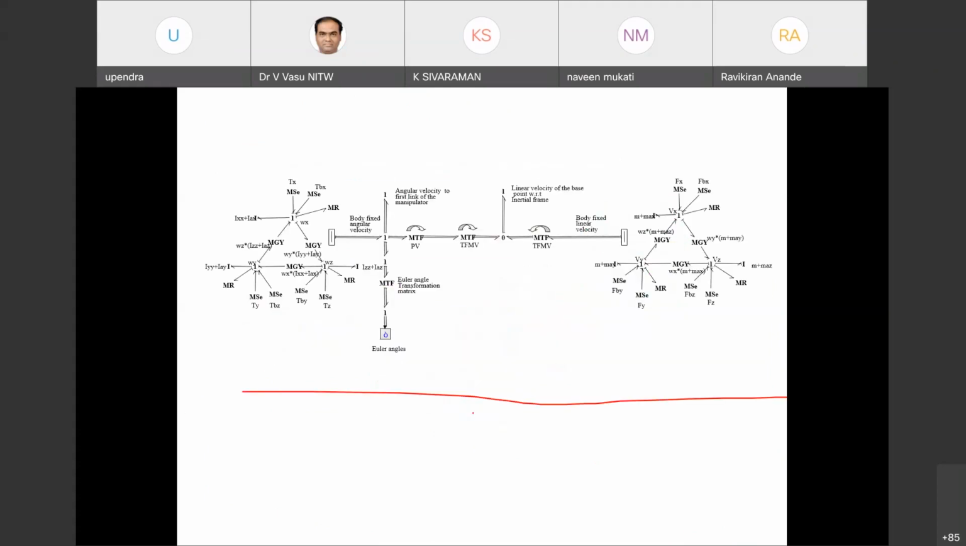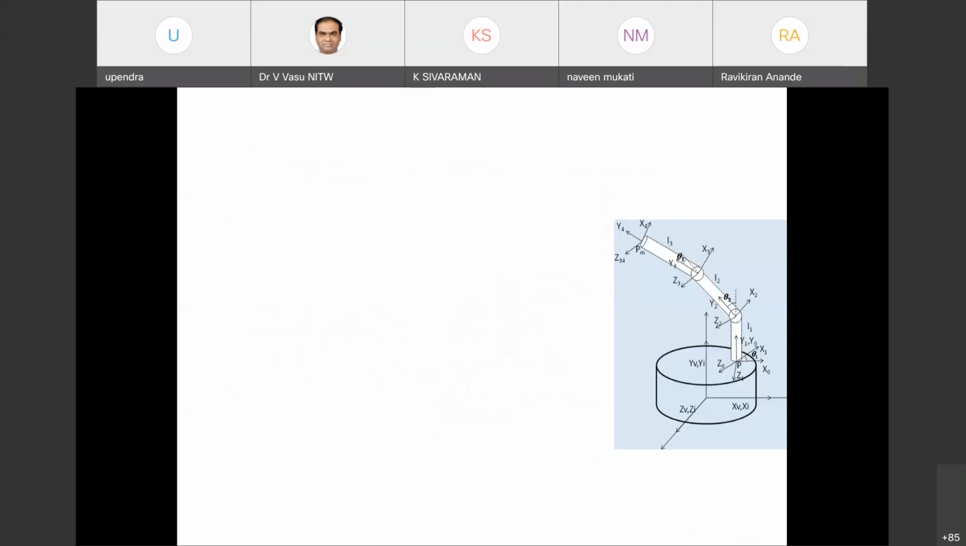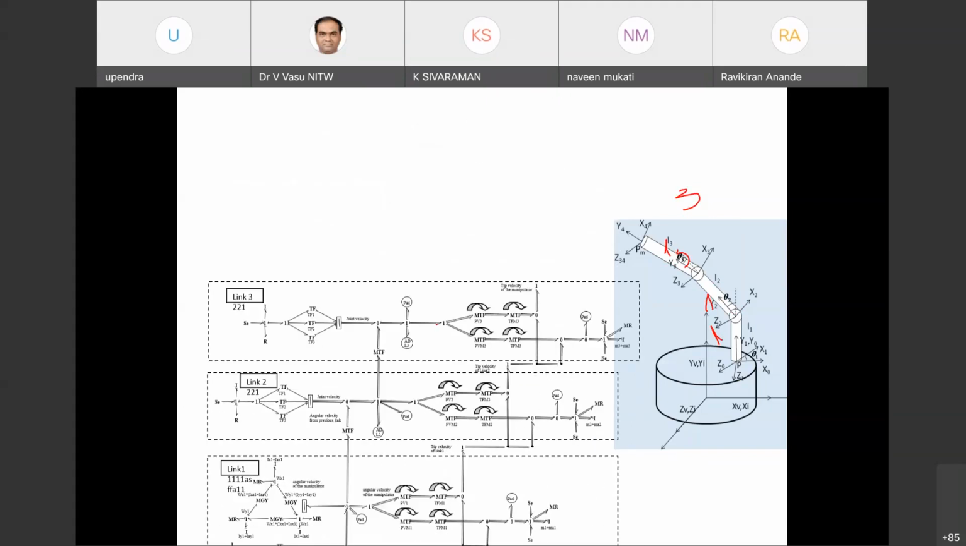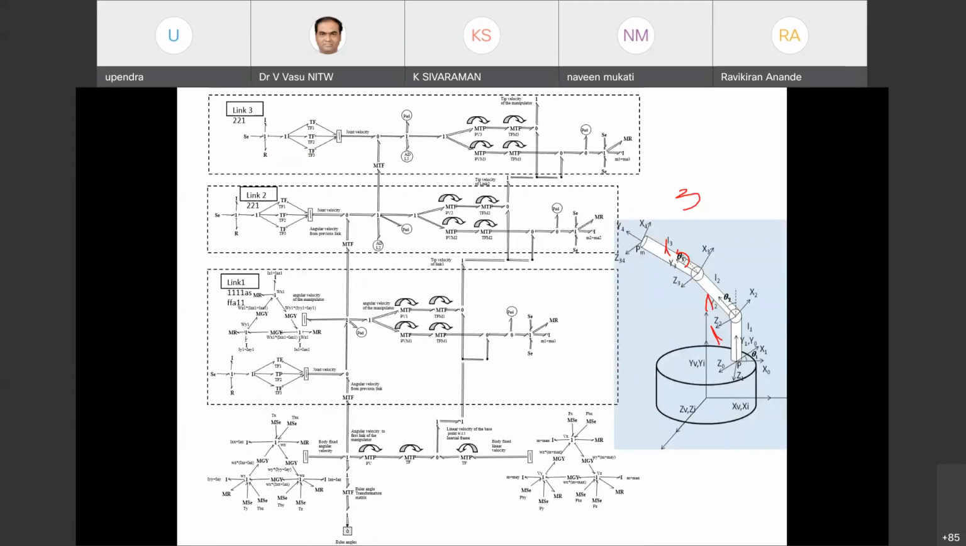You can make this particular bond graph, and similarly, this is going to be a 3-link robot arm. This is link 1, link 2, and link 3. So if I want to represent this 3-link robot in a bond graph, this is how I can represent it. Okay, so if you represent this bond graph, the modeling analysis can also be done.